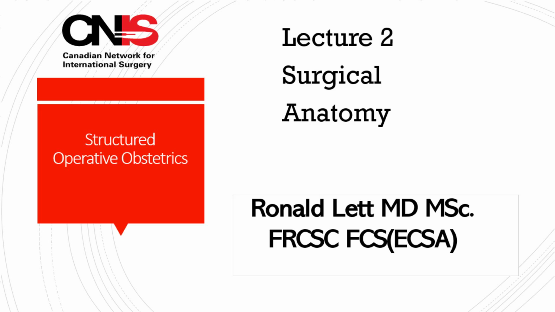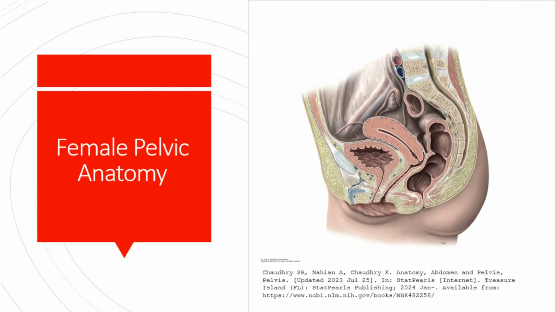The second lecture in the Structured Operative Obstetrics (SOO) course is on the relevant surgical anatomy. This slide shows a sagittal section of the female pelvic anatomy. This view provides crucial insights into the relationships of female pelvic structures, which is essential for understanding reproductive anatomy. You see the close relationship between the bony pelvis, urinary bladder, uterus, rectum, and sacrum.